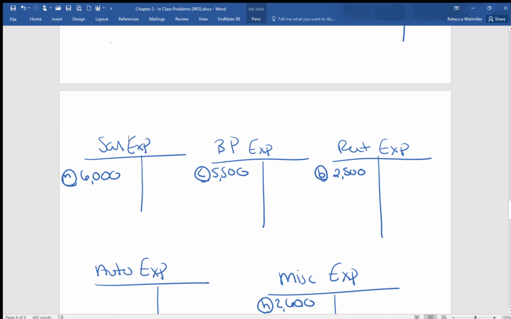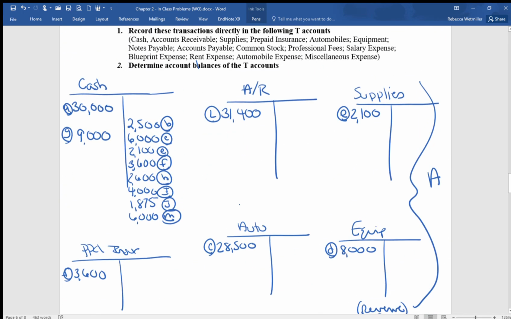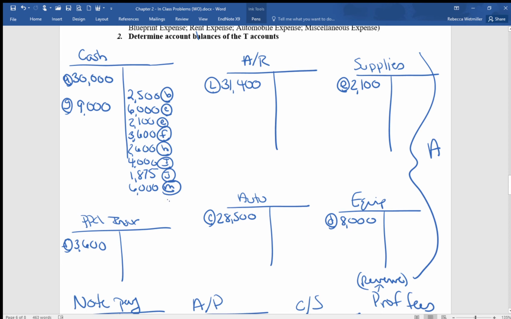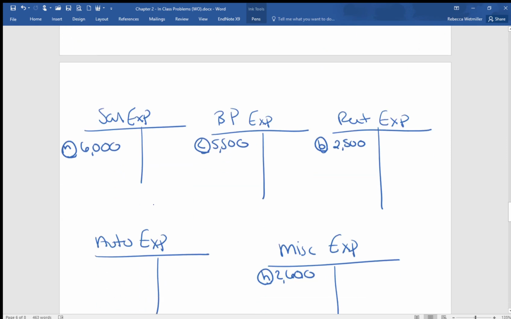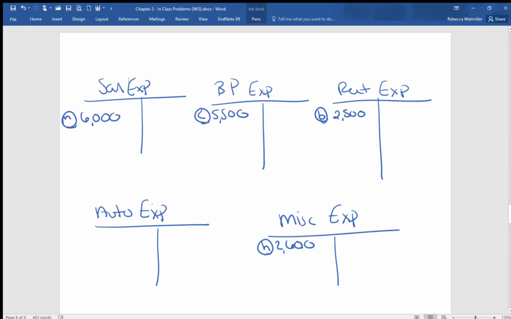And then my last transaction, I paid gas, oil, and repairs on automobiles for $1,300. So once again, I paid it out, so I need to decrease my cash for $1,300. And it's an expense. It's going to be my auto expense of $1,300. Alright, so that takes care of part 1.